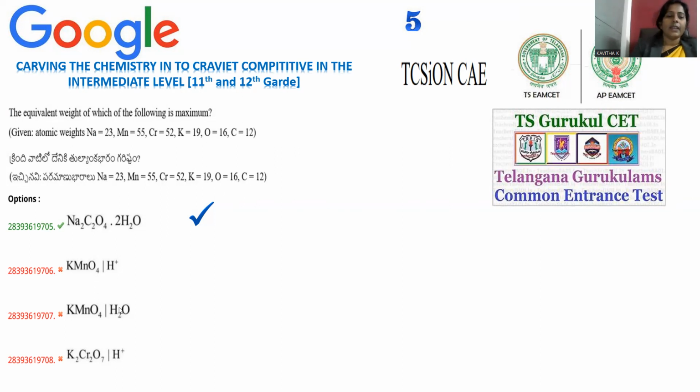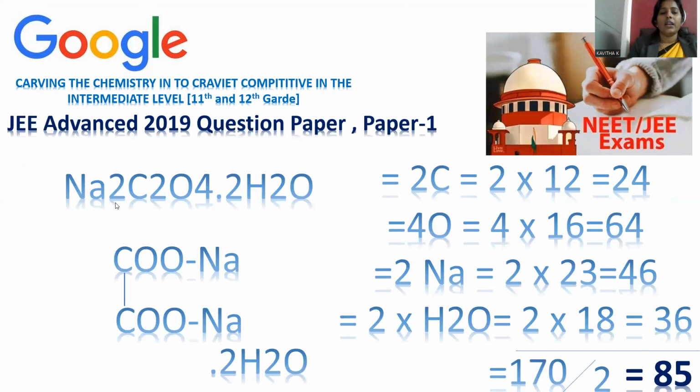For that purpose we have the options like sodium oxalate dihydrate, potassium permanganate under acidic conditions, potassium permanganate under neutral water condition, potassium dichromate under acidic condition. Among all, we can say sodium oxalate dihydrate having higher equivalent weight. We have to go for its calculation. In order to calculate, we have to write its chemical formula.